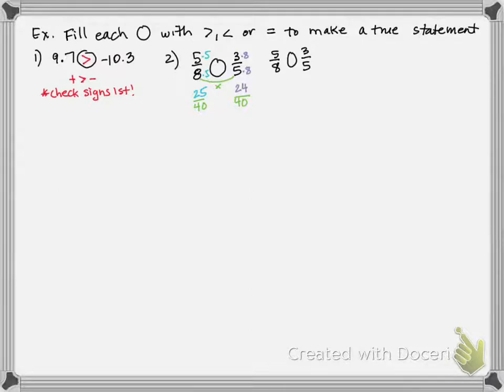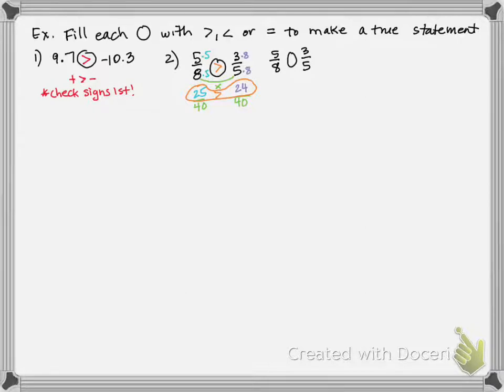So at this point, we just compare the numerators. And I know that 25 is greater than 24. So that means 5/8 has to be greater than 3/5.